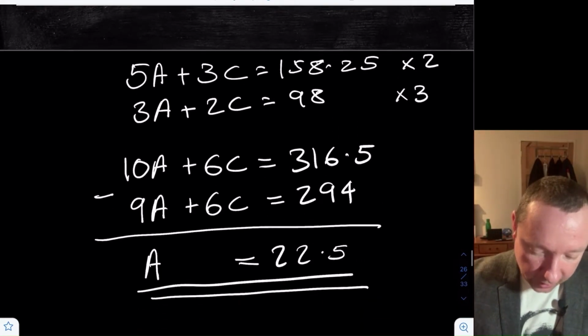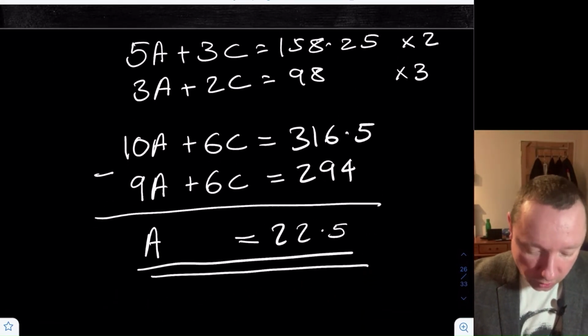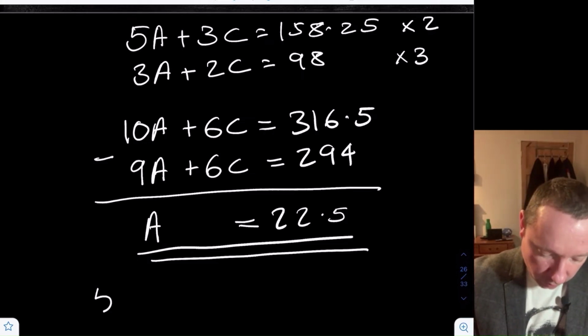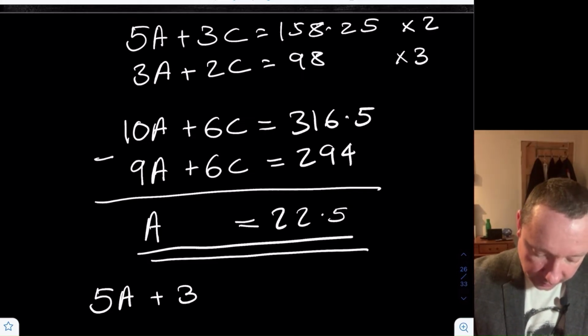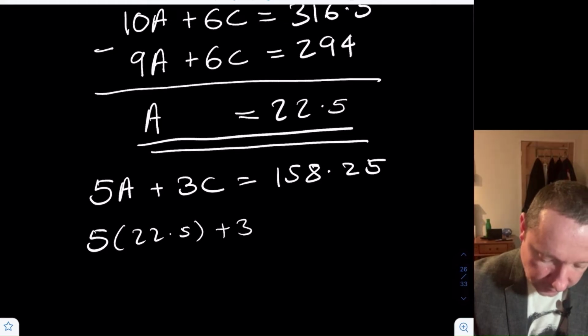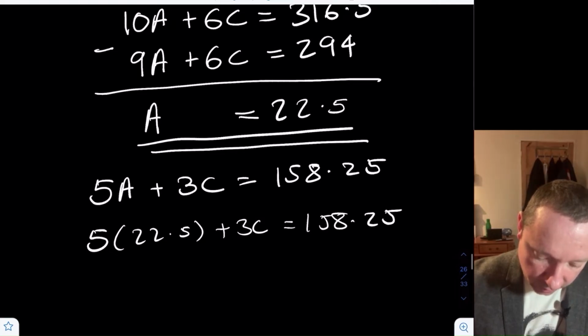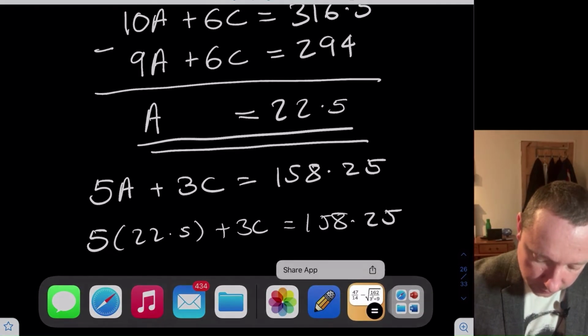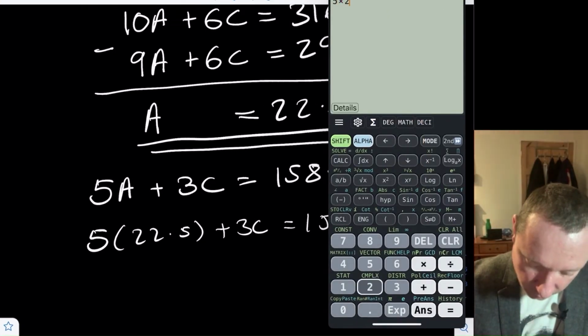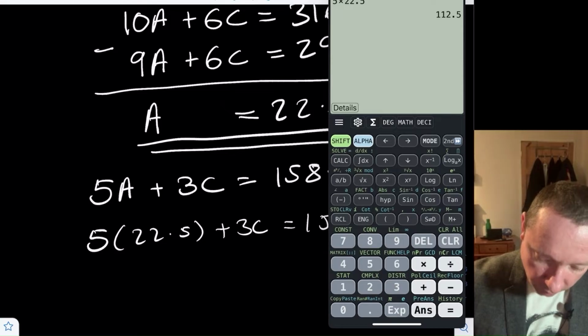So substituting into any equation we've already used, I'll just use the top one. 5a plus 3c was 158.25. So we've got 5a plus 3c equals £158.25. So we've got 5 times 22.5 plus 3c equals £158.25. Getting our calculator back up. 5 times 22.5 is 112.5.